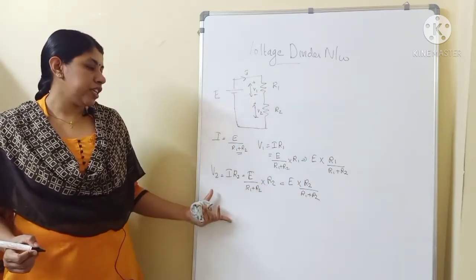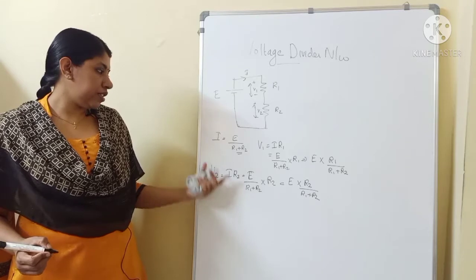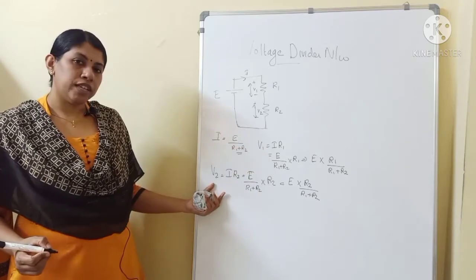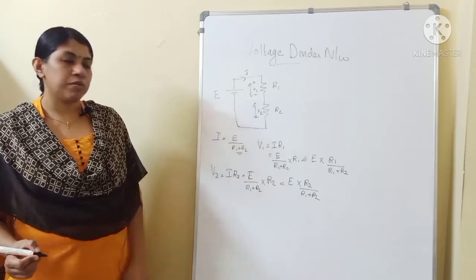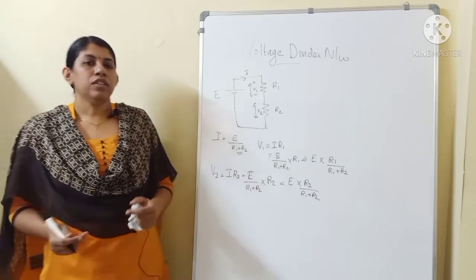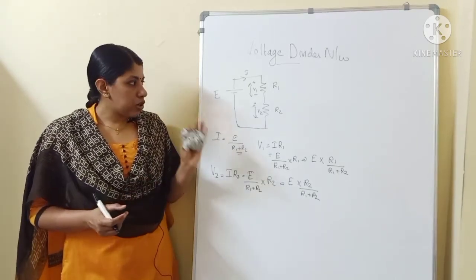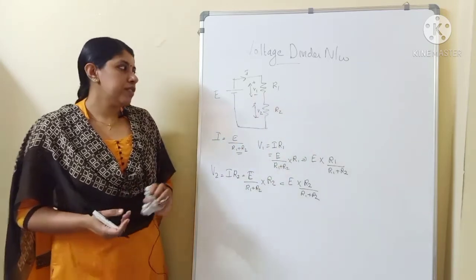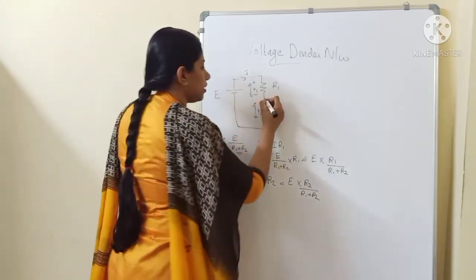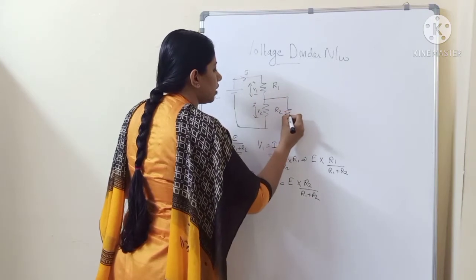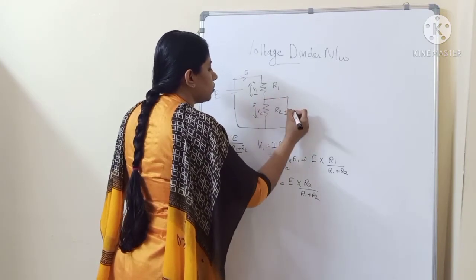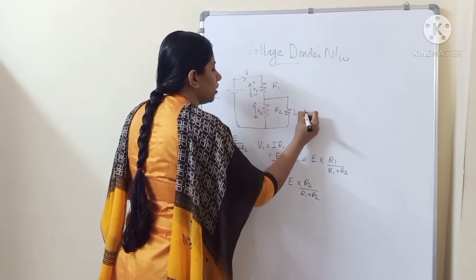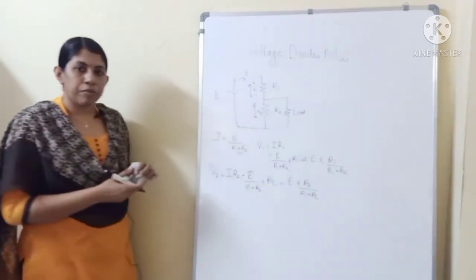So this is how we calculate the value of individual voltage drops V1 and V2 using this particular rule. Now, this concept will be true only if there is no load current. Suppose there is a load current in the circuit, if you are considering a load from the junction of the two resistors. Can the same concept be applied here?